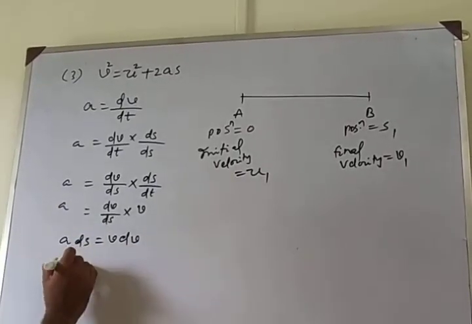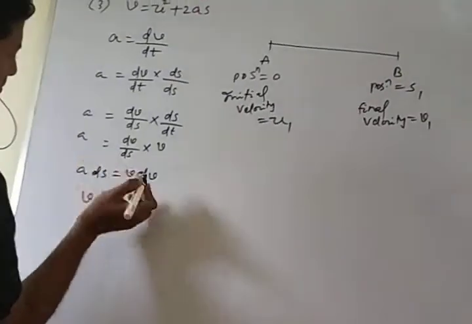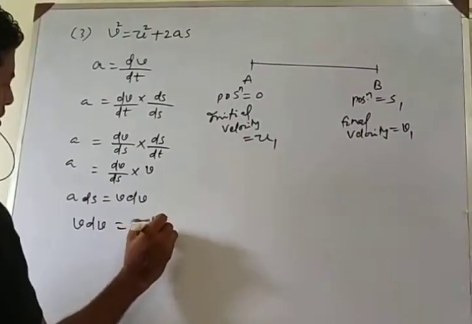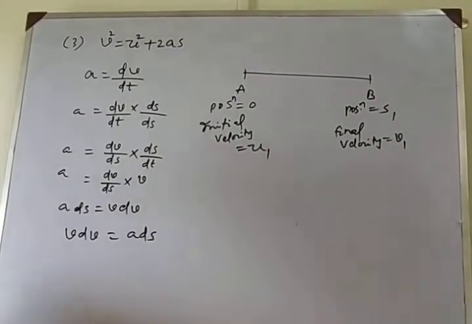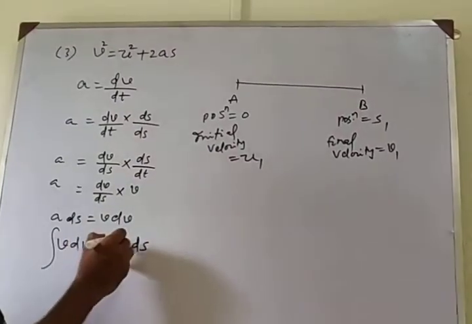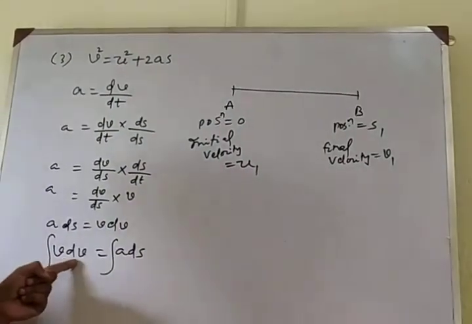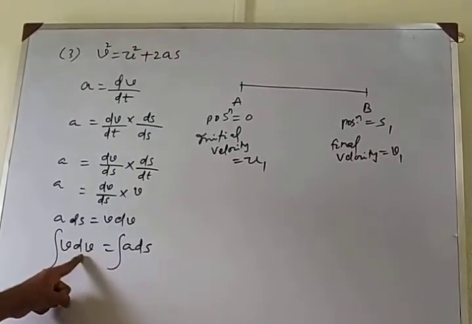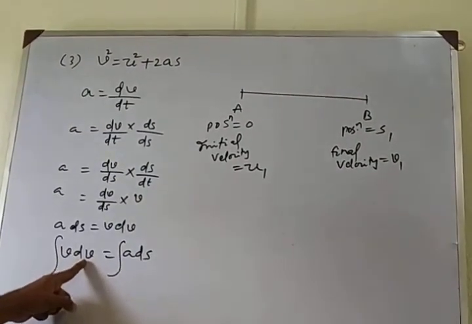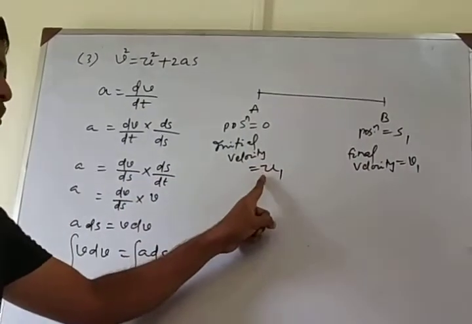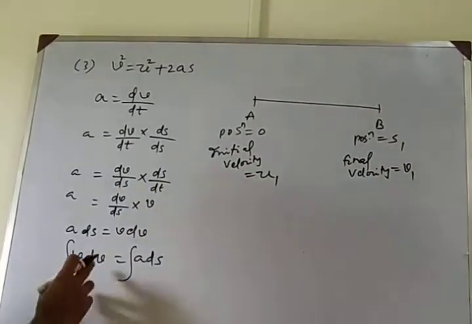So I can also change this to the left hand side and this to the right hand side. So v dv equal to a ds. Now I will do the integration. Since I want to do the integration, I have to check first what the variables are. The variable is v. Basically velocity is changing from the initial position to the final position, from u1 to v1. So velocity is the variable.